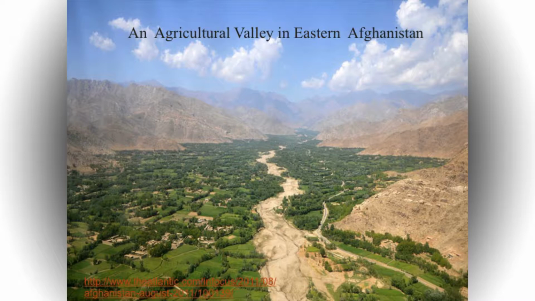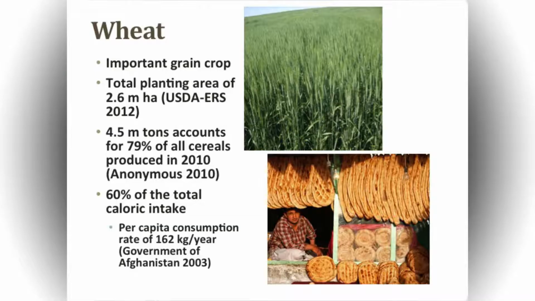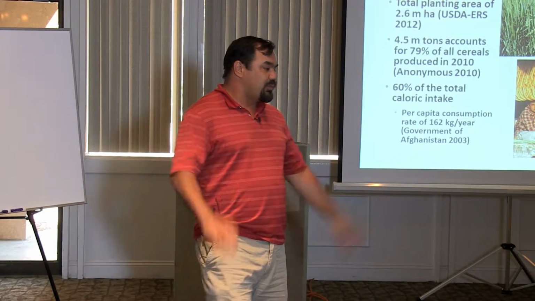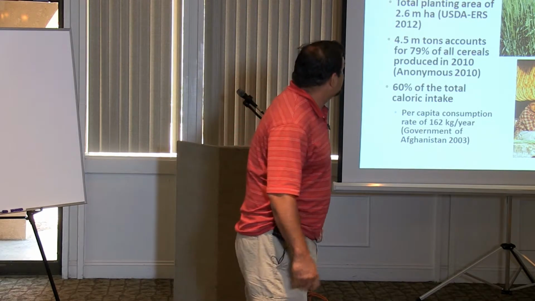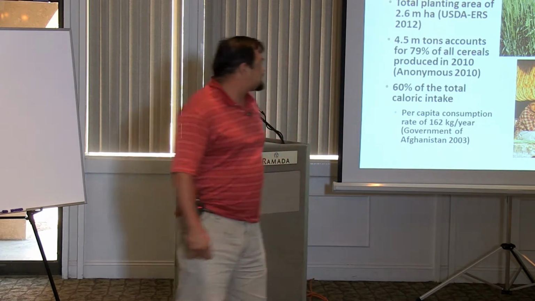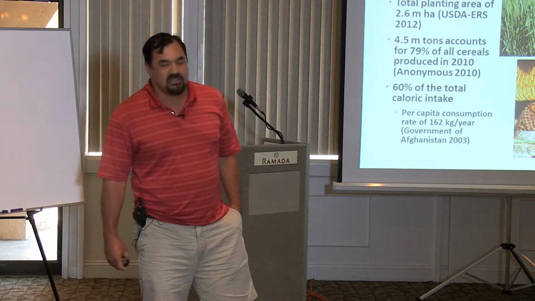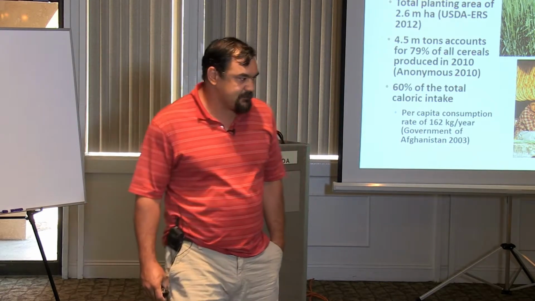Now, some of this we're probably going to fly through in the beginning because I think you all understand the value that wheat has in terms of the people of Afghanistan. But just to give you a basic starting point that we all work from, remember that wheat is an important grain crop. Its total planting area is about 2.6 million hectares. This was an estimate in 2012 by the USDA.